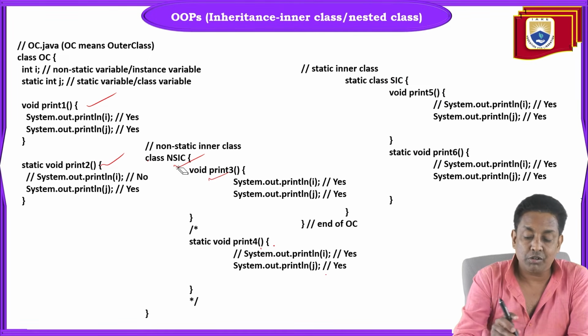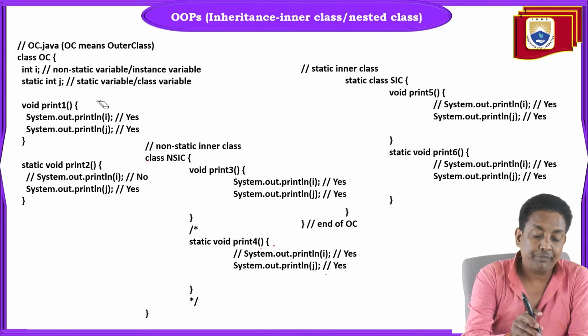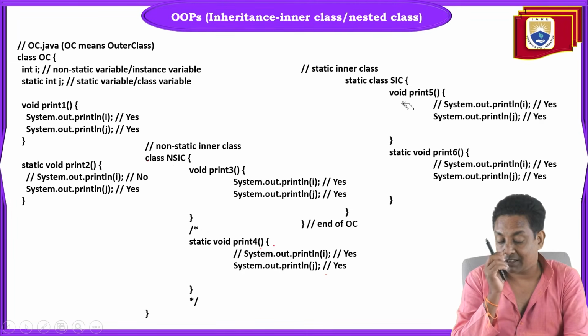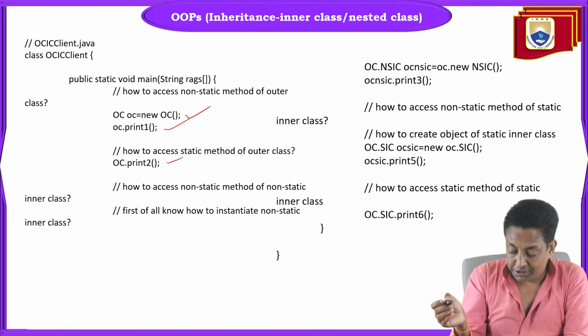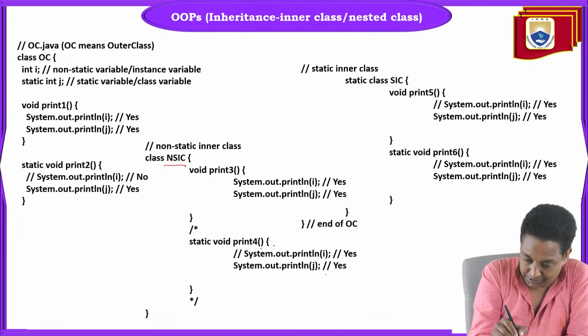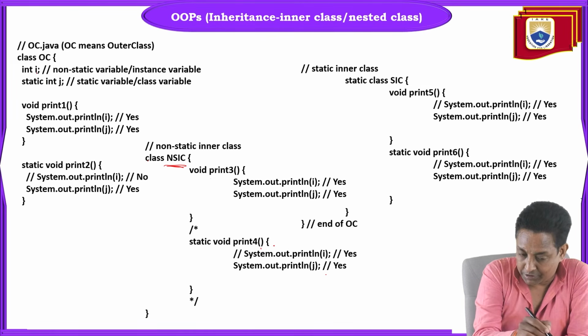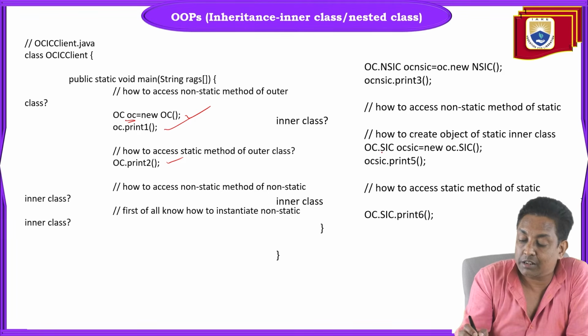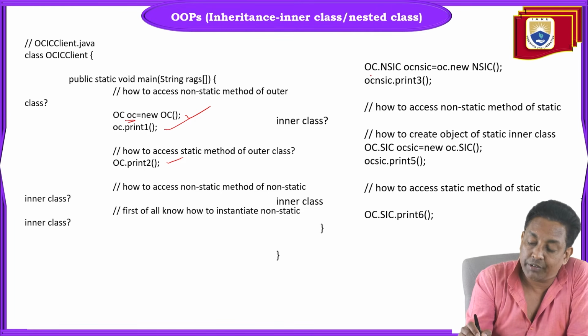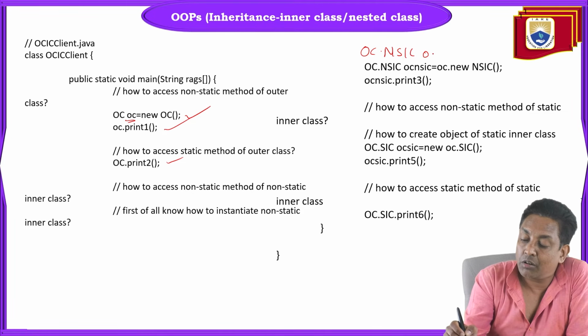First of all, we should know how to create objects of the non-static inner class and the static inner class. This is very, very important. See, if you want to instantiate a non-static inner class, how to create it? First, the outer class object is created. The outer class object is already there. So you write like this: outer class name dot non-static inner class name, because it's only a reference, no?